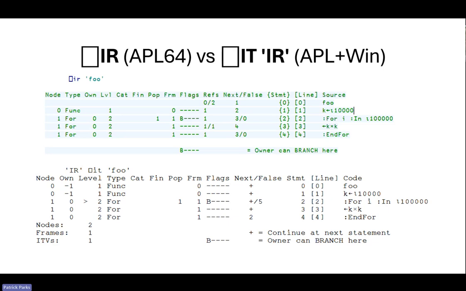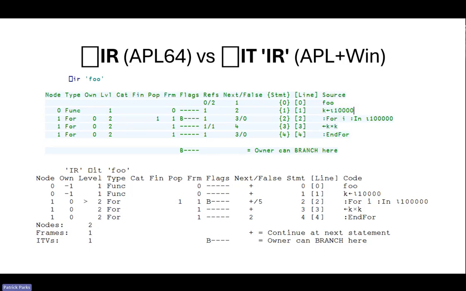I'm using quad IR to demonstrate two commands that can affect your performance. Those are the system commands, check and debug. I want to show you quad IR as a graphic illustration of how those work. But let's just dig into quad IR a little bit. When you use quad IR on a function, quad IR is APL64. In APL+Win, it's a quad IT function, and the name of that sub function is called IR.